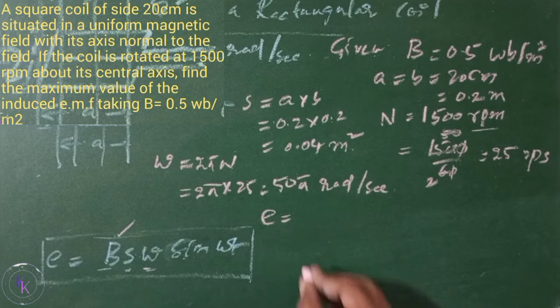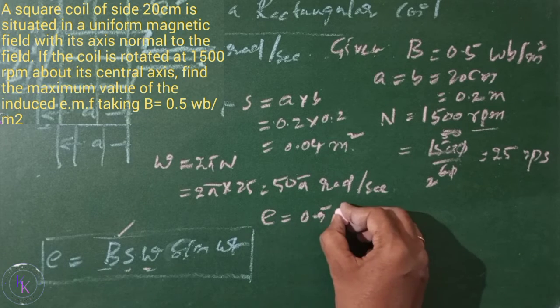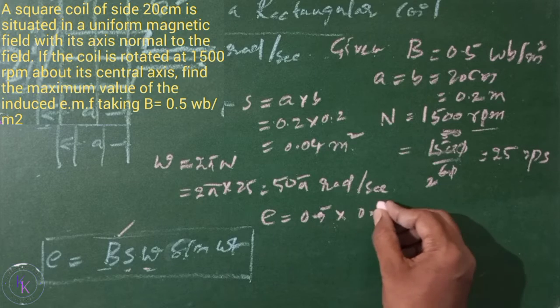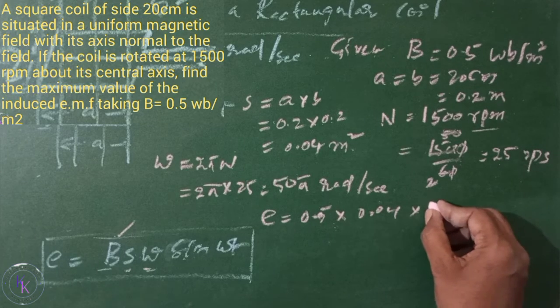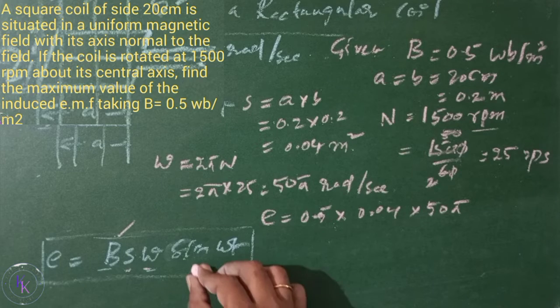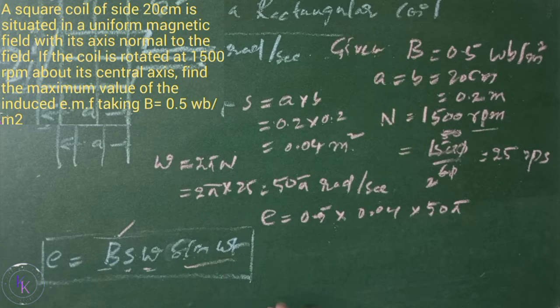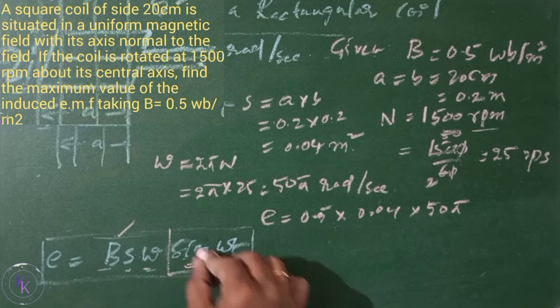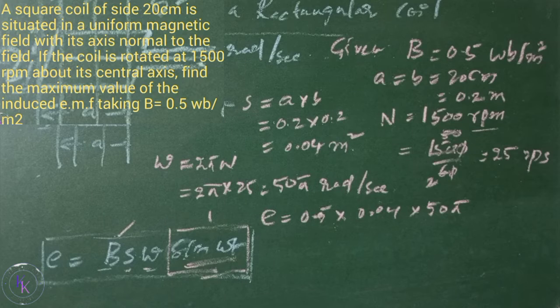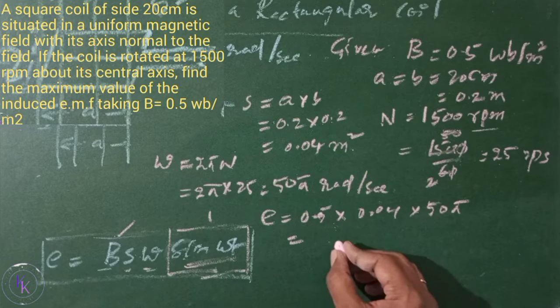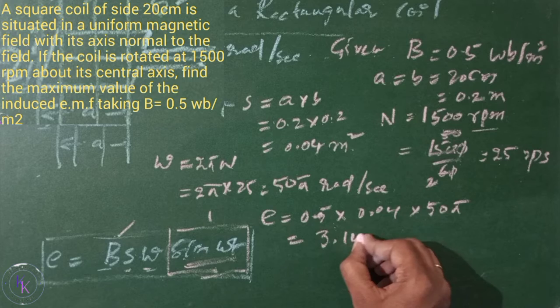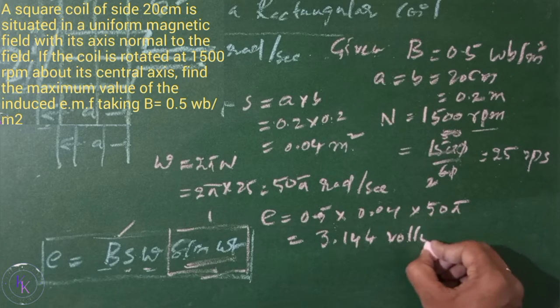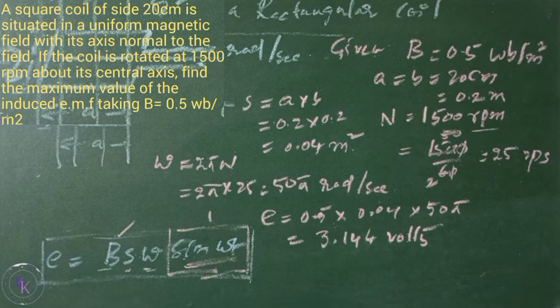Finding E equals B, which is 0.5, multiplied by S, which is 0.04, multiplied by omega, which is 50 pi, and sine omega t. We need to find the maximum EMF induced, which is when sine omega t equals 1. Then the final value will be 3.144 volts. In our problem, we have only one single rectangular coil, that is, the number of turns is 1.